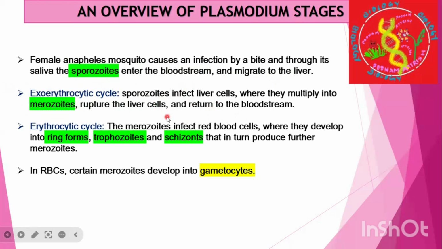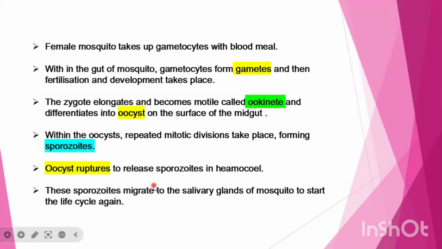Now after entering into RBCs, the cycle begins, that is the erythrocytic cycle. Now merozoites infect red blood cells where they develop into ring forms, then trophozoite form, then schizont form, and finally they convert into merozoite form. Some of the merozoites transform into gametocytes in RBCs itself. Now students, the female mosquito takes up gametocytes with a blood meal. Here starts the life cycle of the parasite in the female Anopheles mosquito.